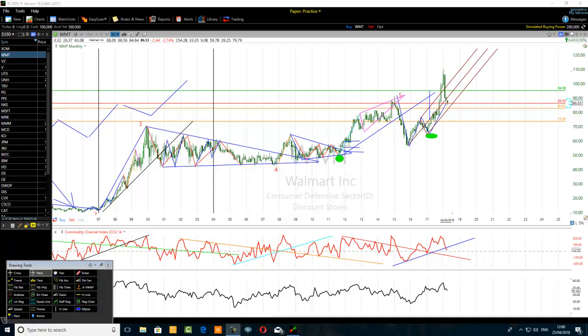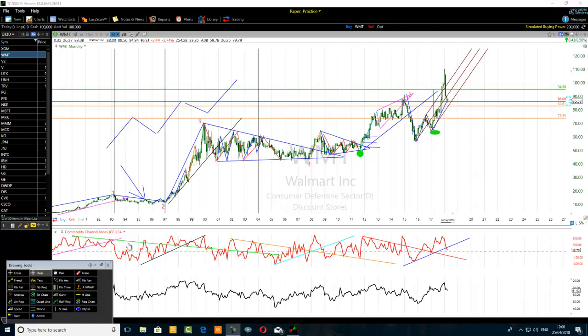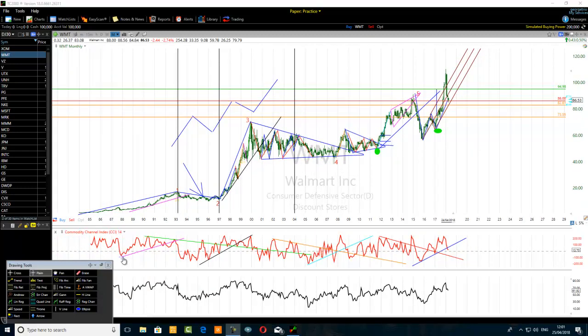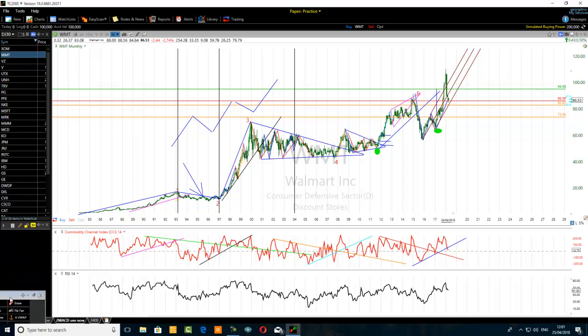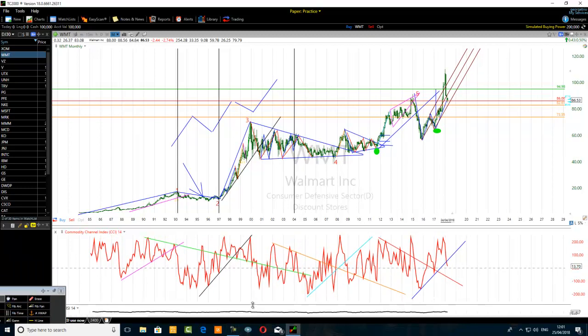So I want you to pay attention to the CCI trend line. You can see that I have here the bullish trend line for the CCI. Let's zoom into it a bit. So we have a bullish trend line for the CCI that is almost equal to the trend line of the price. So the CCI is mimicking or duplicating the price action.